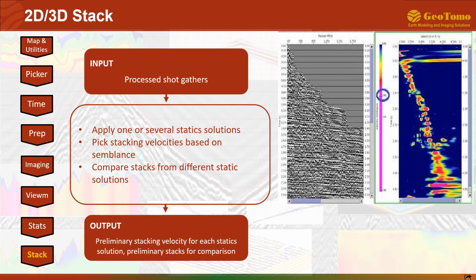Stack allows the user to input a set of pre-processed shot gathers, apply one or several static solutions, and pick stacking velocities based upon semblance. The idea is that the user can generate several different near-surface static solutions and compare them on a stacked basis to help decide which solution is better. Users may pick velocities and or stack the data based upon CMPs or super CMPs. The data can be stacked using the same velocity field for all static solutions, or by picking different velocity fields for each static solution.